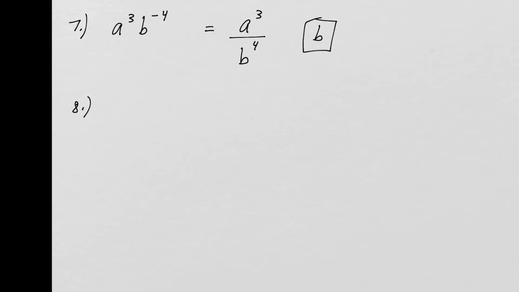Number 8, I have y to the negative 15 divided by y to the fourth. Again, this is just the quotient rule, right? So I keep the base, and I subtract the exponent. So you have to be a little careful here. This is negative 15 minus 4. Well, what's negative 15 minus 4? That's negative 19.